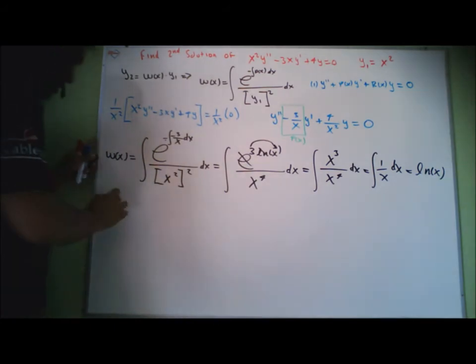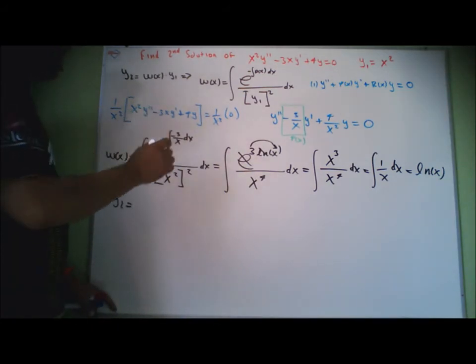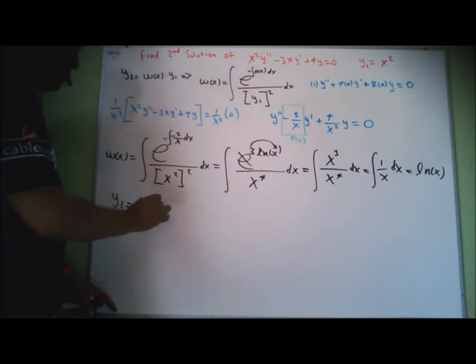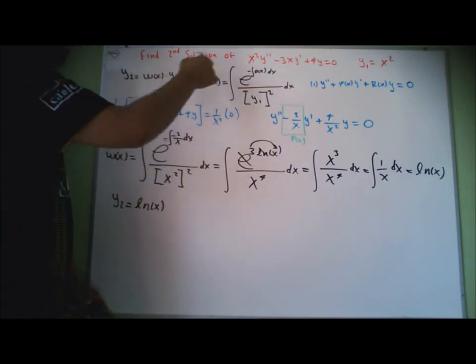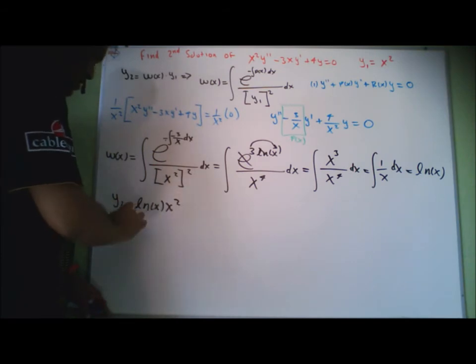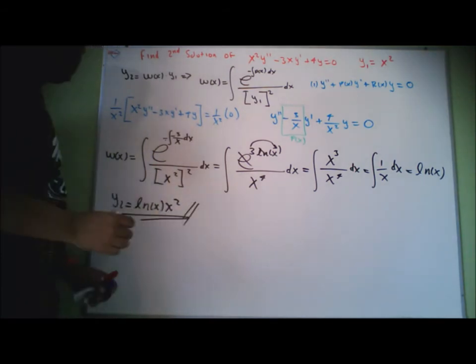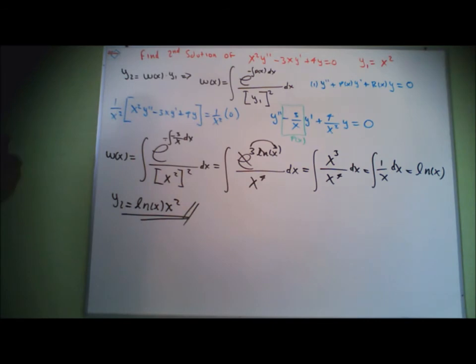My second solution then is w of x. We just calculated the natural log of x times my first solution, and my first solution is x squared. And this is how we get the second solution. Very easy for this problem.